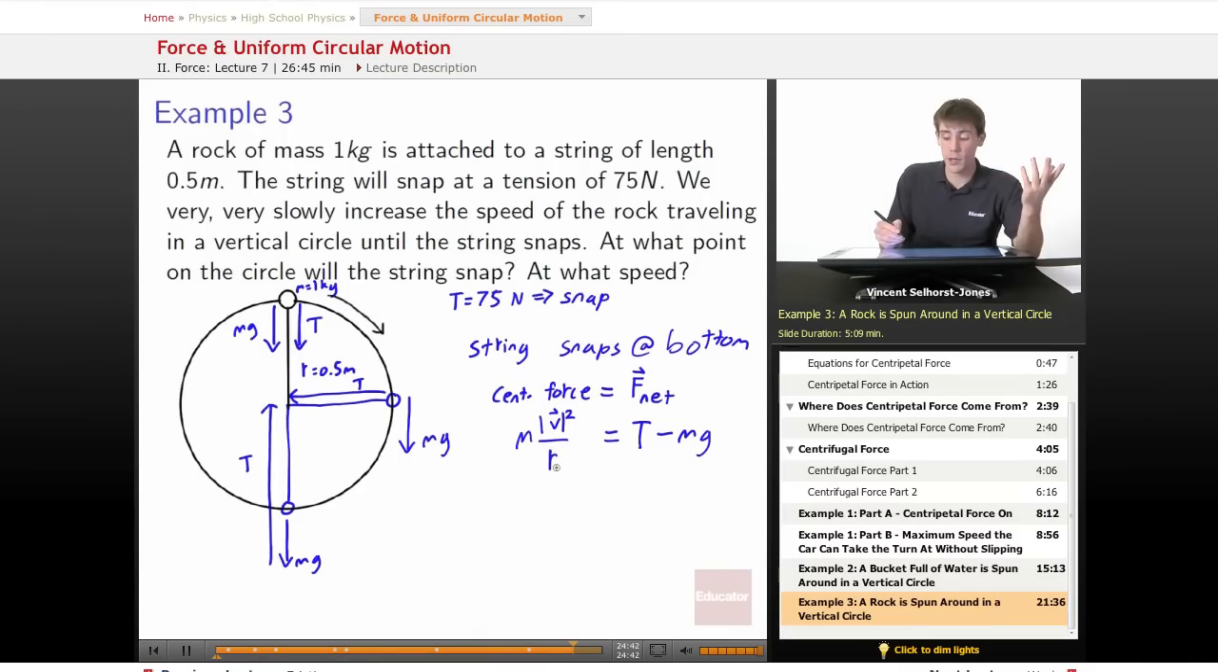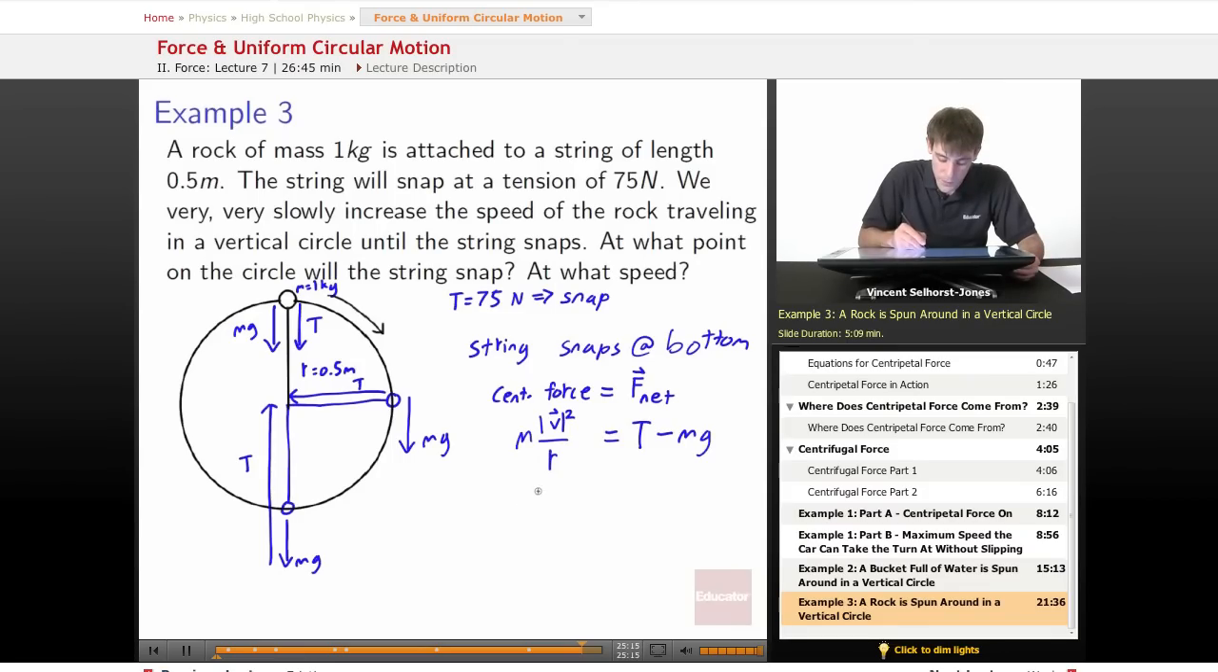All right, we know what pretty much all these numbers are, except what's tension? Well, we're looking at the instant of snapping because we very, very slowly sped up to this. Because if we'd sped up suddenly, we might have accidentally put on a 75 newton tension at a different spot. That's why we had to speed up slowly so we could be sure that it would snap at the bottom. So we've got that the tension's 75, and we can now start subbing things in. At the instant of snapping, the tension's 75. We know what the mass is, we know what gravity is, we know what the radius is. Now it's just up to us to figure out what v squared is.